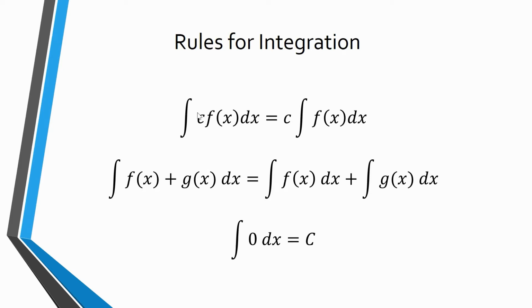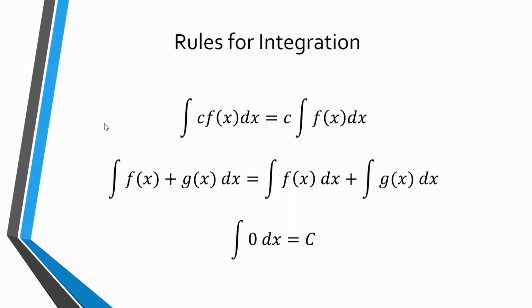If we have a constant in front of and multiplied by a function, and we want to find the indefinite integral of constant times f of x, what we can do is find the indefinite integral of f of x and then multiply it by that constant number. Notice I'm using lowercase c here, so as not to get it confused with the constant that we add a plus c at the end to.